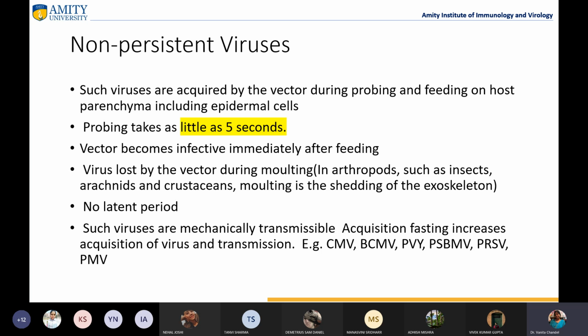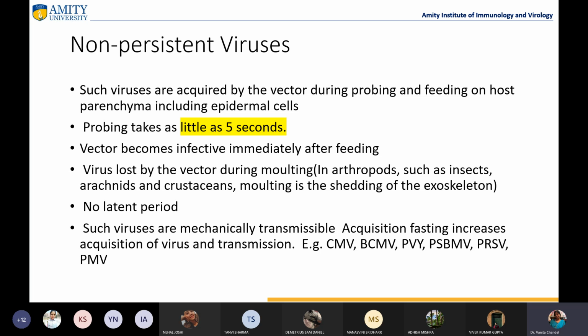Molting is a process in arthropods or insects. It is basically the shedding of the exoskeleton. So during that process, the virus is lost. Before that, if it fed on a healthy plant and transmitted, then it is fine. Otherwise, it is lost. There is no latent period. Such viruses are mechanically transmissible. Acquisition fasting increases acquisition of virus transmission.